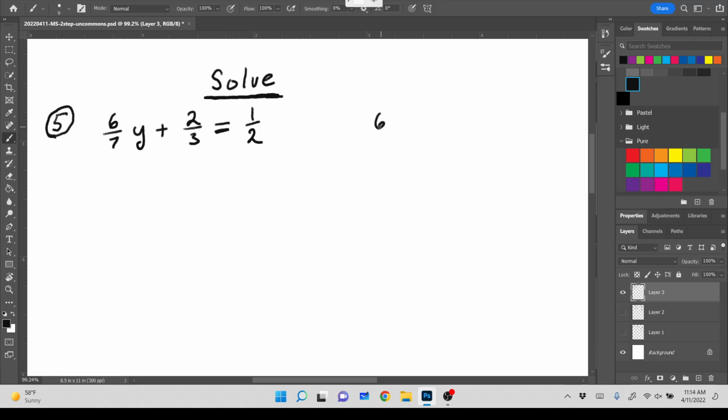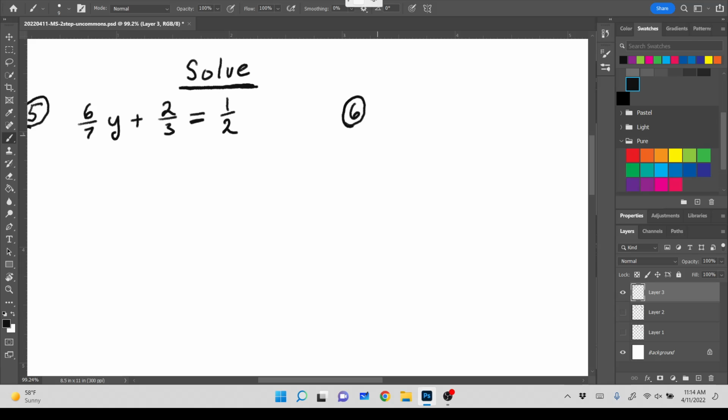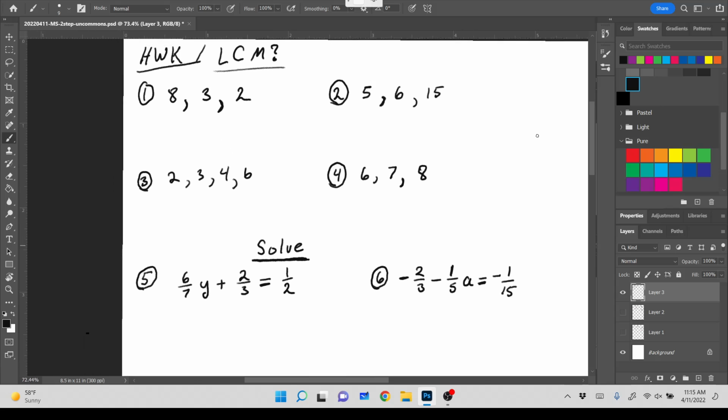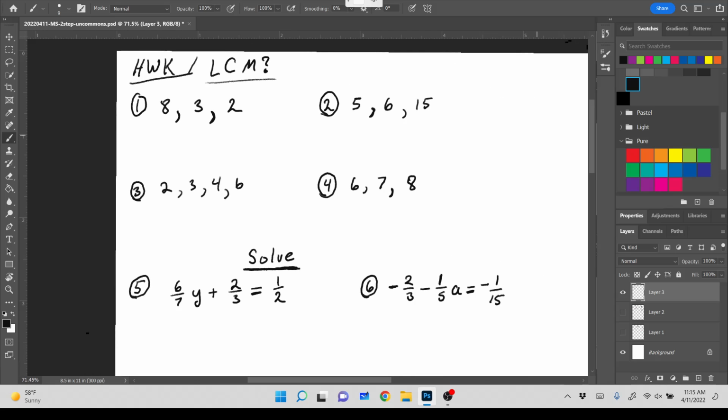And number 6, we're only going to do 6. Number 6 will be a little easier, probably. Negative 2/3 minus 1/5 a equals negative 1/15. That one's not so bad. You may scroll up, or you can copy all the other ones. I'll put this on as the last thing on the screen on the video anyway.